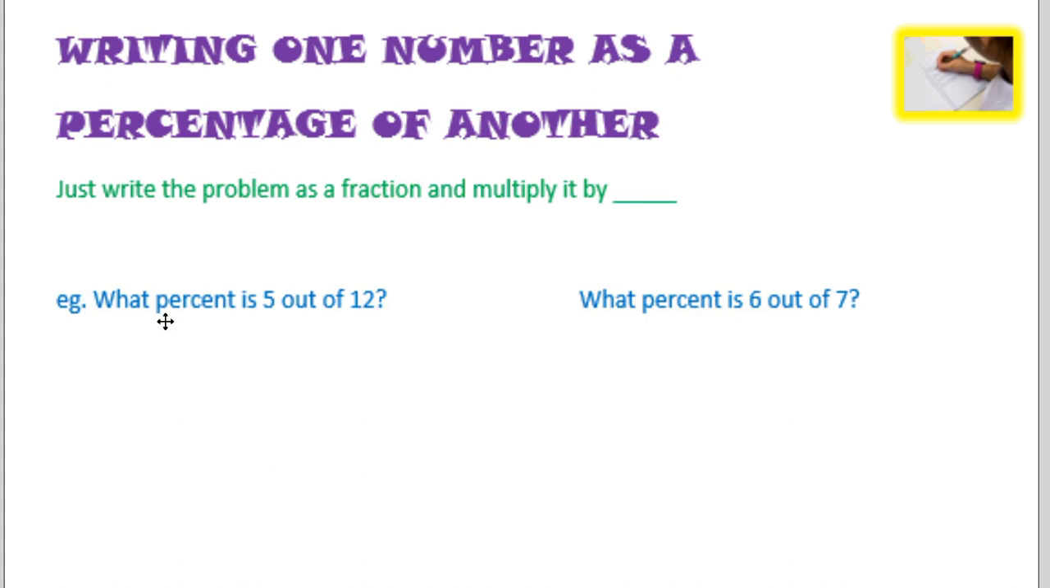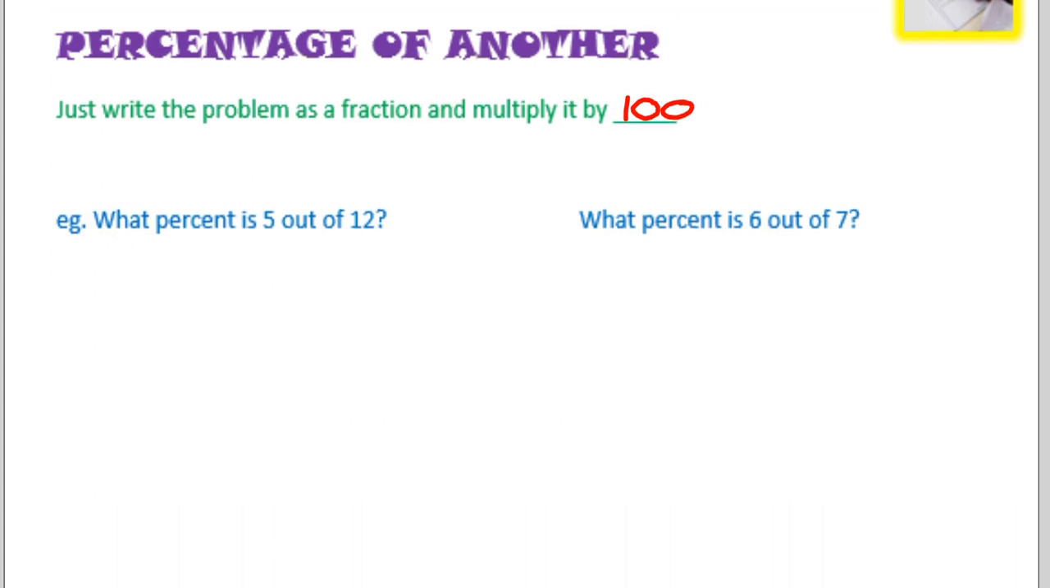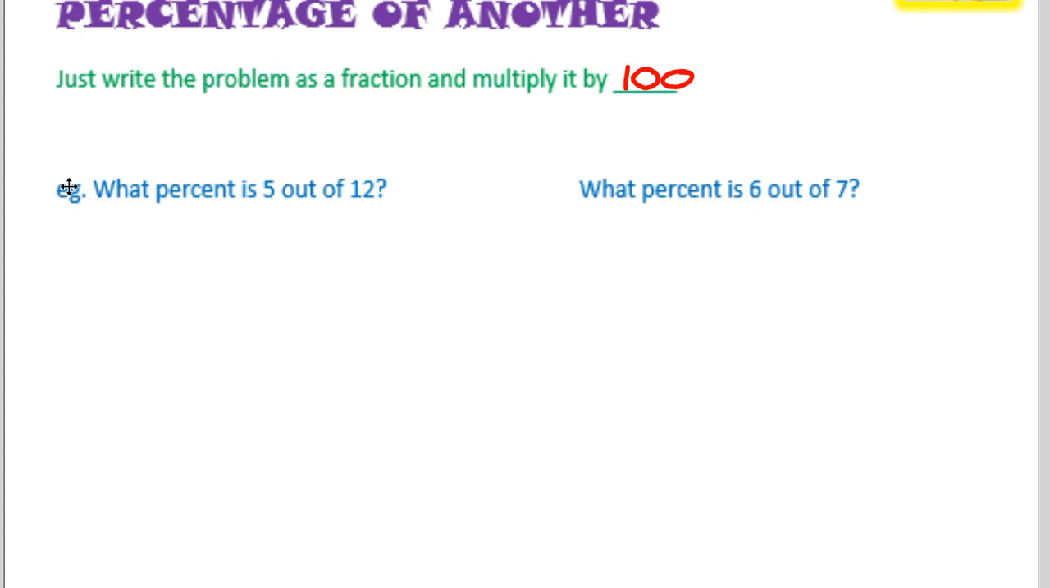So I would suggest just write the problem as a fraction somehow, because to convert a fraction into a percent, you multiply it by 100. That's right. So what percent is 5 out of 12? So the sentence 5 out of 12, can you turn that into a fraction somehow? Yeah, you can. 5 out of 12 is 5 over 12. And then to convert it into a percent, you times it by 100, or some people like to think of it as 100 over 1.